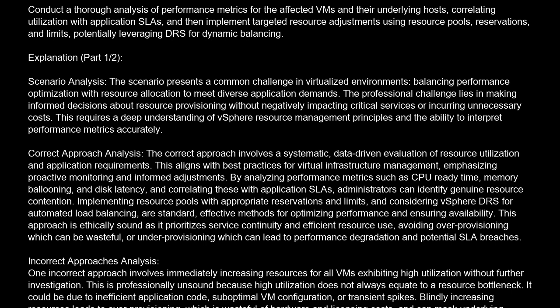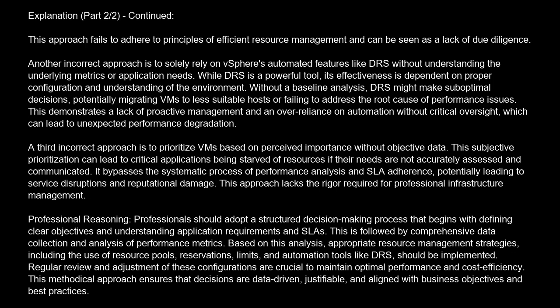Incorrect approaches analysis. One incorrect approach involves immediately increasing resources for all VMs exhibiting high utilization without further investigation. This is professionally unsound because high utilization does not always equate to a resource bottleneck. It could be due to inefficient application code, suboptimal VM configuration, or transient spikes. Blindly increasing resources leads to over-provisioning, which is wasteful of hardware and licensing costs, and can mask underlying issues. This approach fails to adhere to principles of efficient resource management and can be seen as a lack of due diligence.